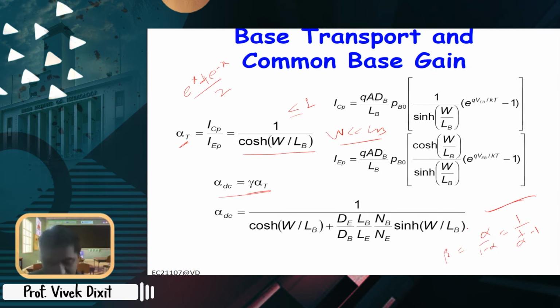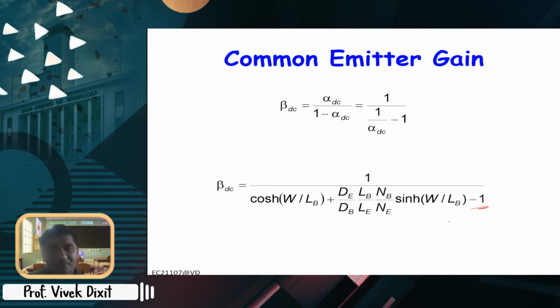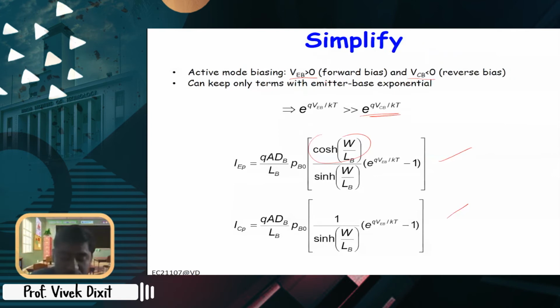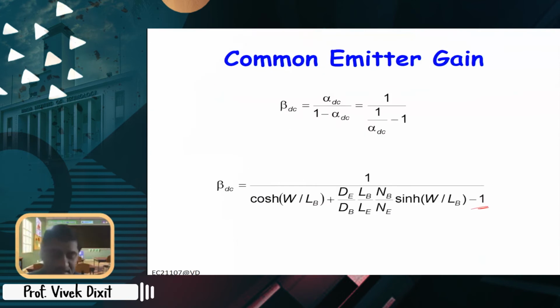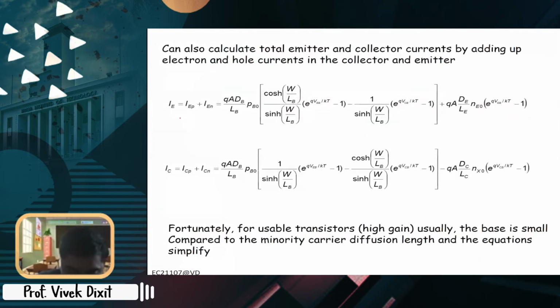So from the denominator you subtract 1, you will get the common emitter current gain. So this is basically assuming only the forward active mode, right? If you want to write the most general expression for the current, this is a general expression, right?